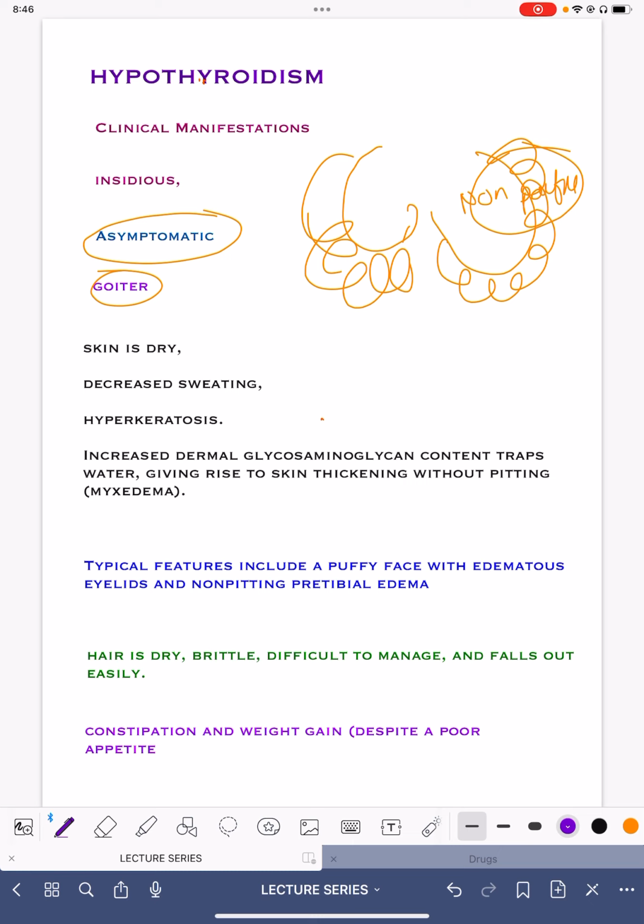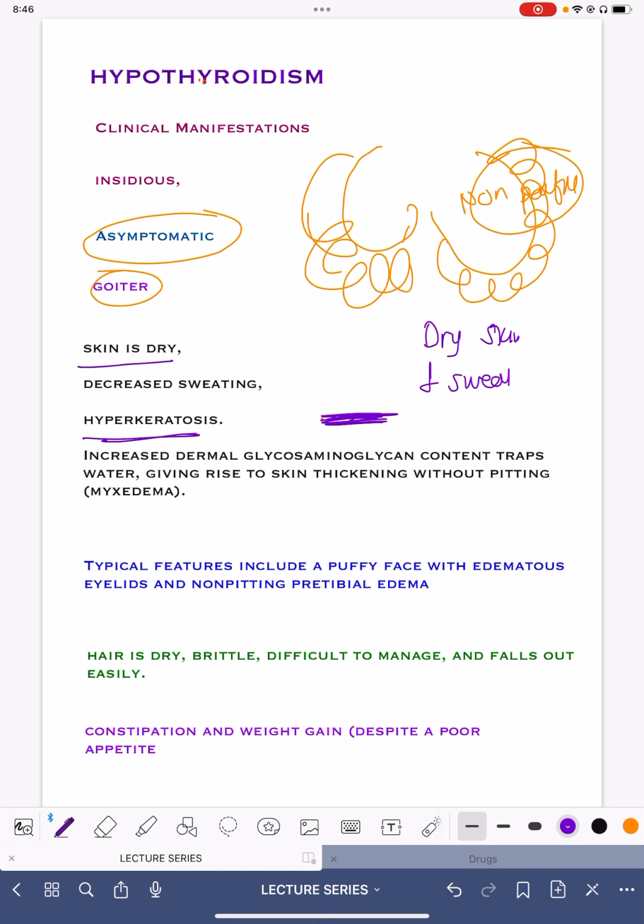The other important clinical features are like the skin of these patients is really dry. These patients may have reduced sweating. So dry skin, reduced sweating, and thickened skin of the palm or sole, which we call hyperkeratosis.